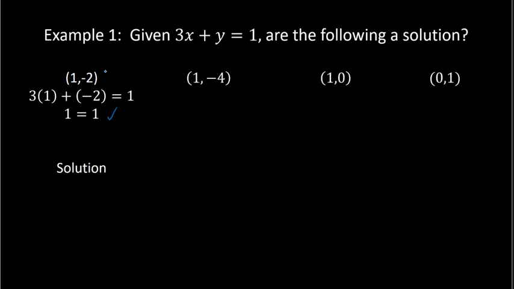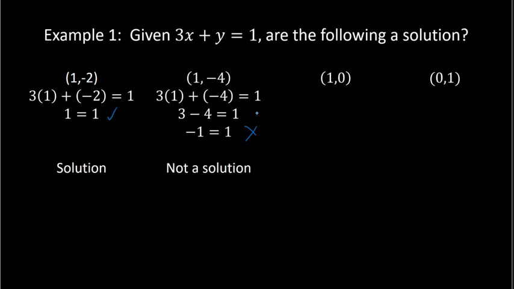We have a solution. So then the next ordered pair, we plug that in to determine if this is a solution or not. So instead of 3 times x, we have 3 times 1. And instead of plus y, we have plus negative 4. So we have 3 plus negative 4, which is negative 1. So negative 1 equals 1. That is not a true statement. Therefore, 1, negative 4 is not a solution.